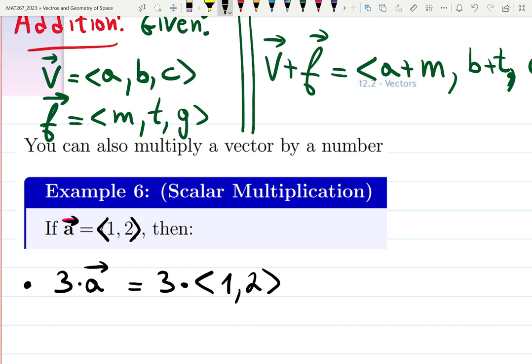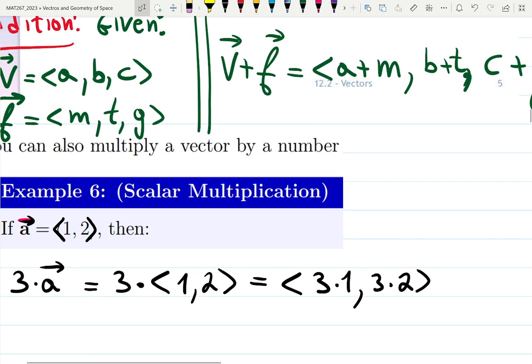So now there's a question of how to do that. Well, you just multiply component by component. Each component grew 3 times longer. So now it is 3 and, should I write it down? Let's do it once. 3 times 1, 3 times 2. So the new vector now is 3 and 6.